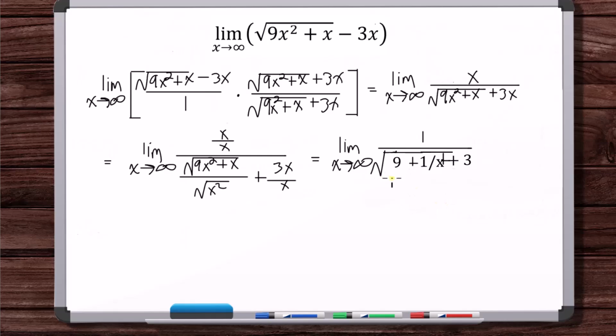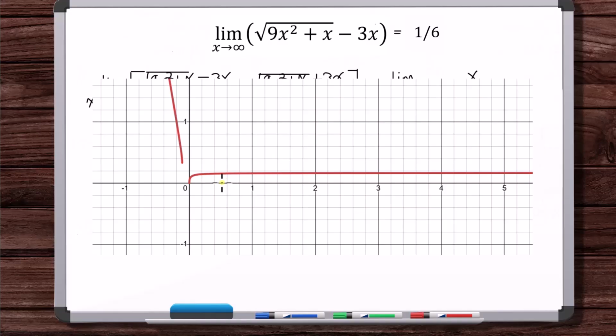Okay, so as x goes to infinity, you have 9 over infinity goes to 0, plus 1 is 1, square root of 1 is 1, 1 plus 3 is 4, so the denominator goes to 4, so this limit goes to 1/4. So this limit is equal to 1/4. If we take a look at the graph, yeah, as x goes to infinity, the function approaches the horizontal line y equals 1/4.